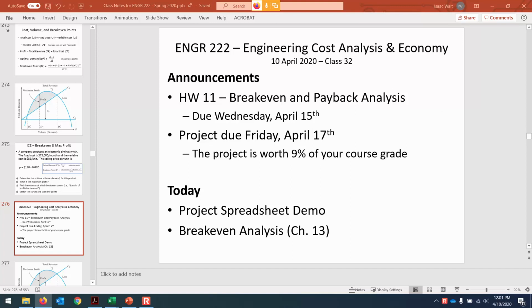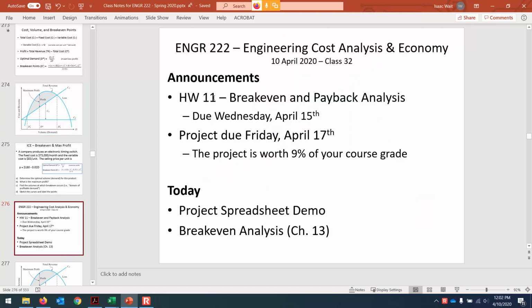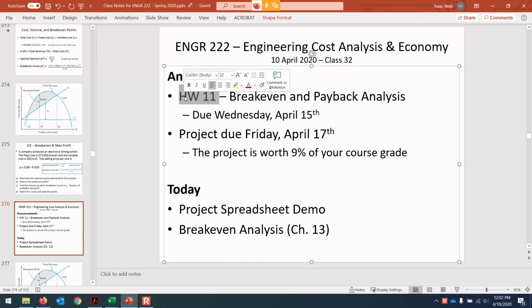Homework number 11 is due on Wednesday the 15th, and I mentioned that in our previous class meeting and suggested you get an early start. It's got a couple of problems related to this price-demand relationship type stuff that we did in class last time when we looked at this diagram and we're calculating the optimal demand, maximum revenue, break-even points, and so on. So homework number 10 has a couple of questions related to that.